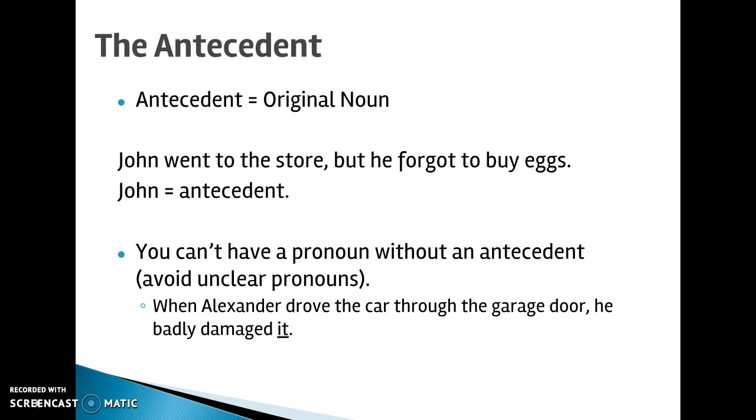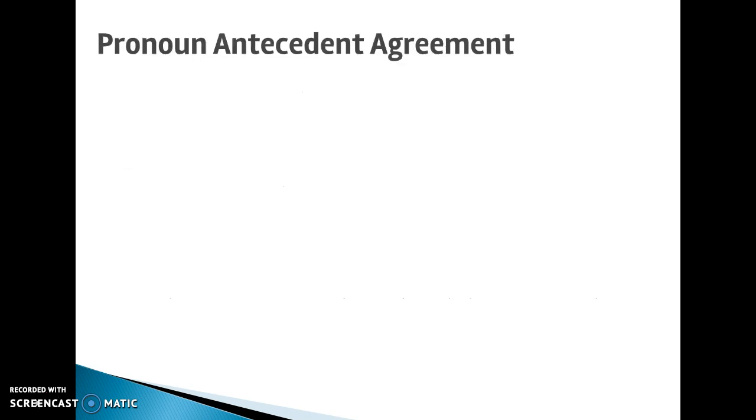And sometimes you can have unclear reference. So for example, when Alexander drove the car through the garage door, he badly damaged it. Your reader is left wondering, does it replace the car, the garage door? It's an unclear reference to the antecedent. So you have to be sure that you have clear pronoun antecedent reference.